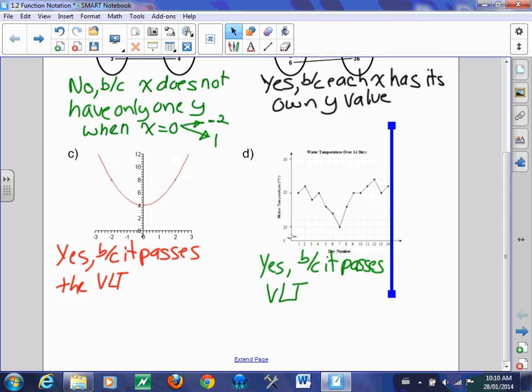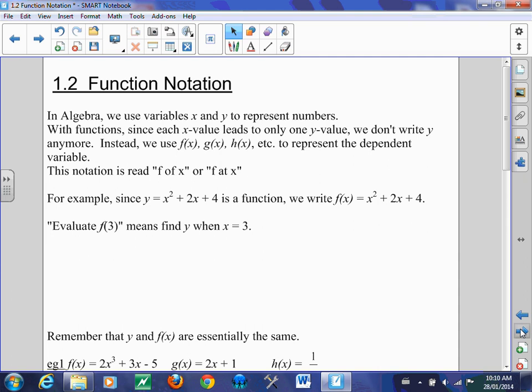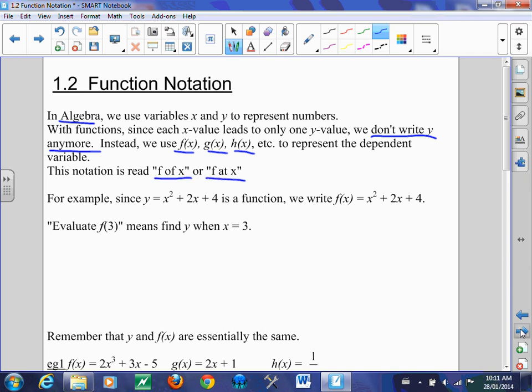Now we're going to get today into function notation. In algebra, ladies and gentlemen, we use variables like x and y to represent numbers. With functions, since each x value leads to only one y value, we don't write y anymore. Instead, we write f of x, g of x, h of x, h of t, c of n. There's a whole bunch we use to represent the dependent variable. So how do we read this? F of x or f at x? You can do either.